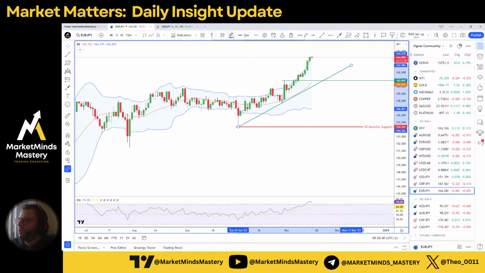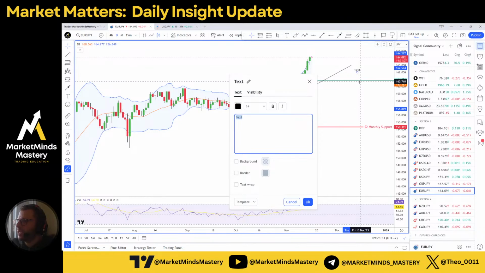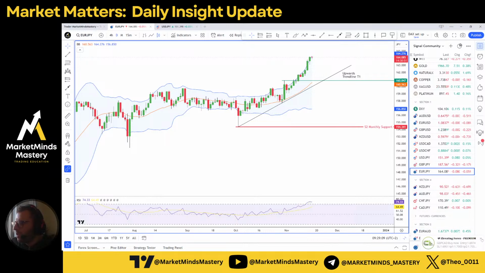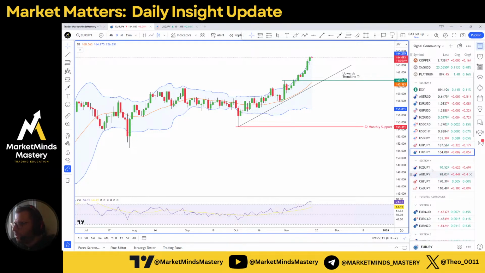There is also that upward trend line. It looks good here because it's pretty much about 45 degrees, so I'm happy with that. Let's name it on the chart. That's the upward trend line. That's a T1. We keep an eye on that.